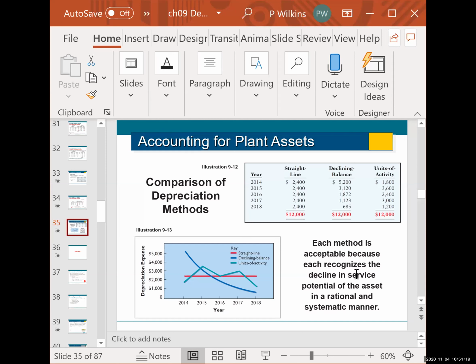If we go down to the next slide, it's showing you the comparison of the methods. With the straight line method, your depreciation is consistent throughout the life. That's the red line, the line that goes straight across. With the declining balance method, you have more depreciation expense in the beginning, and then it tapers down as you get near the end of the life of the asset. And with the units of activity, it goes up and down based on the use of the asset. Okay, so I'm going to stop there, and then we're going to go on and do a problem.